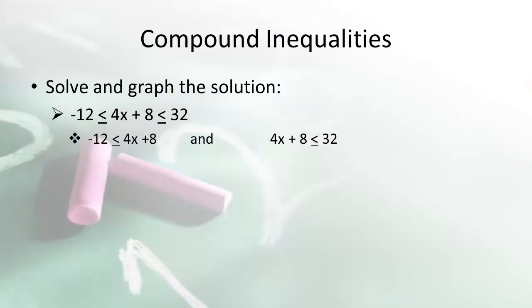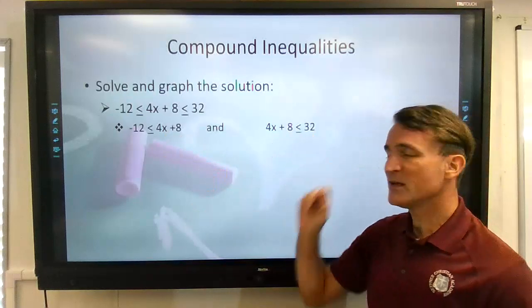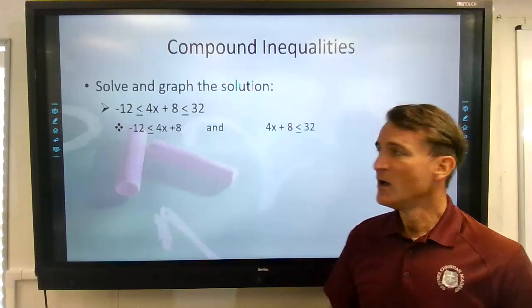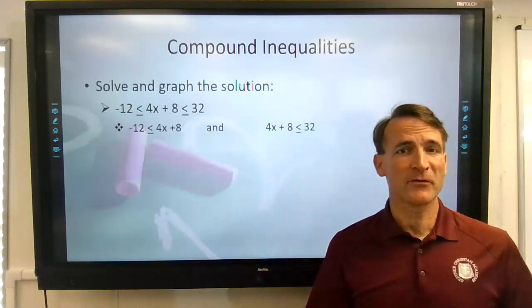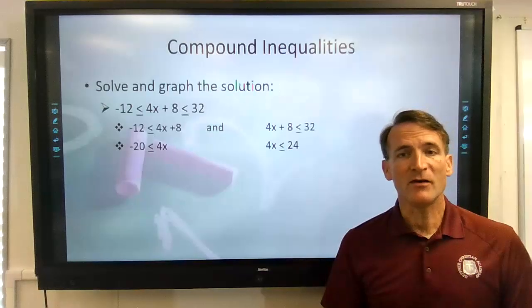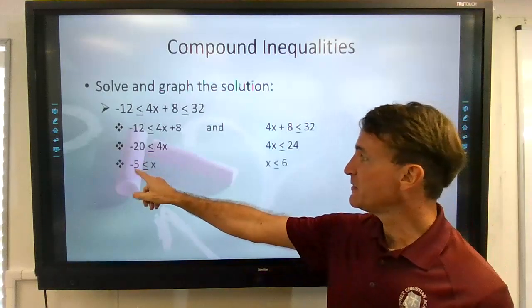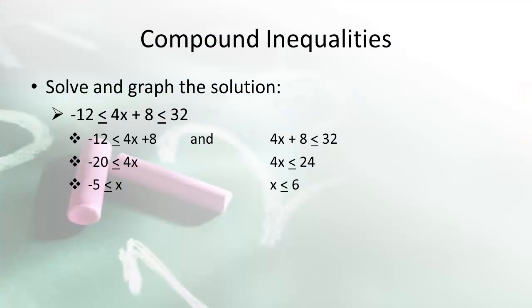So the first thing you want to do is break it into 2 different pieces. So I have negative 12 is less than or equal to 4x plus 8, and I have 4x plus 8 is less than or equal to 32. In both cases, I'm going to subtract 8 from both sides. That's going to give me negative 20 is less than or equal to 4x on the left here. And that's going to give me 4x is less than or equal to 24 on my right side. Now, if I divide everything by a value of 4 in order to solve for x, I get negative 5 is less than or equal to x, and x is less than or equal to 6.